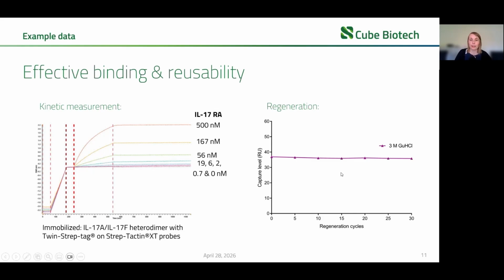And here on the right side, we tested the reusability of Strep-Tactin XT biosensors. And again, we immobilized a CD45 nanobody with a Twin-Strep-tag. And we did that for many, many rounds. And even after 30 regeneration cycles, we didn't see a drop in capture level. So the sensors are really stable and can be used many, many times.